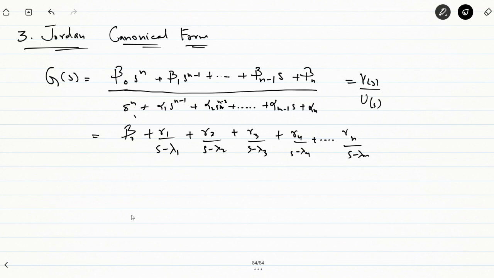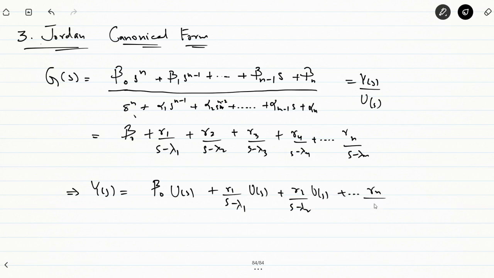Okay, the transfer function we had, using partial fractions we divided it, obtaining the fractions of the denominator term. Therefore, Y(s) will be equal to beta naught times U(s) plus r1 by s minus lambda 1 U(s) plus r2 by s minus lambda 2 U(s) plus so on, rn by s minus lambda n U(s).